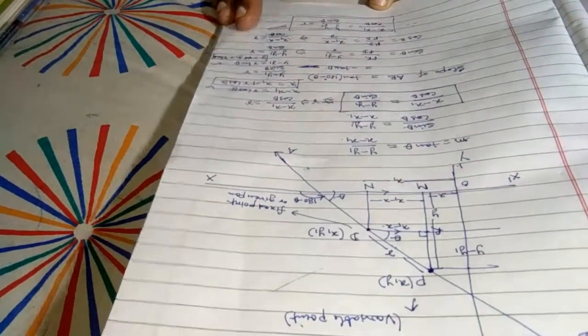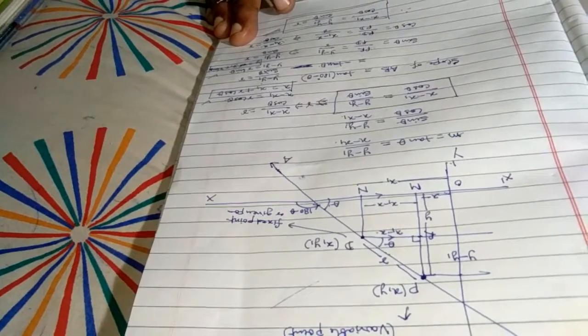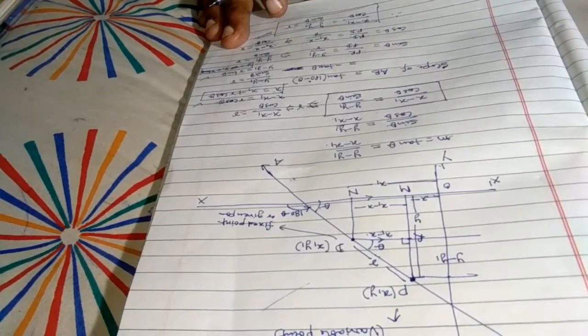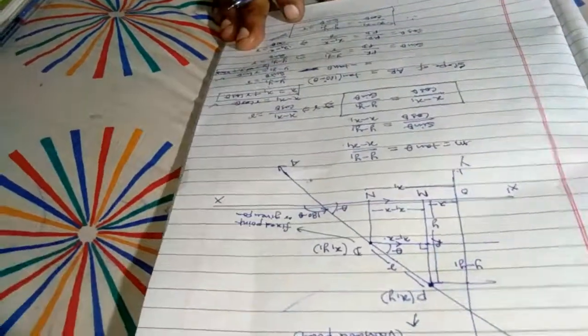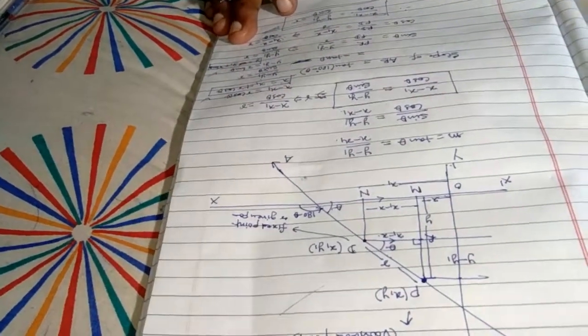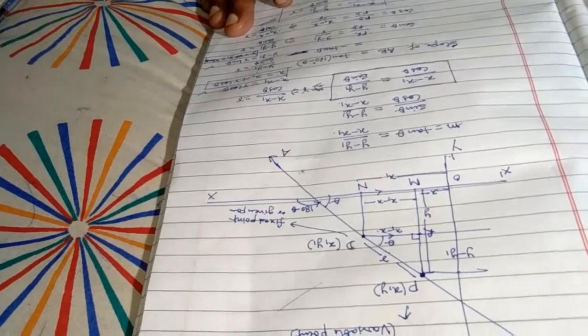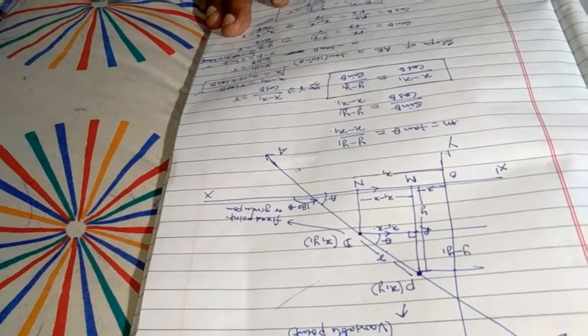I think the proof is clear. So in the next video we are coming to different types of problems related to straight line from all the different forms of equation of a straight line, and some of the theories are still left.